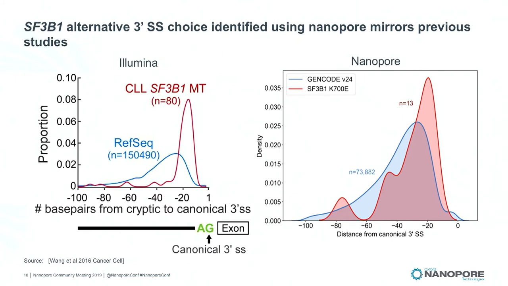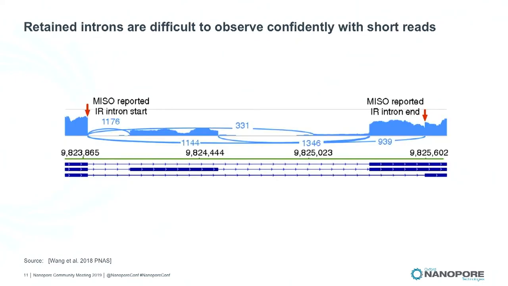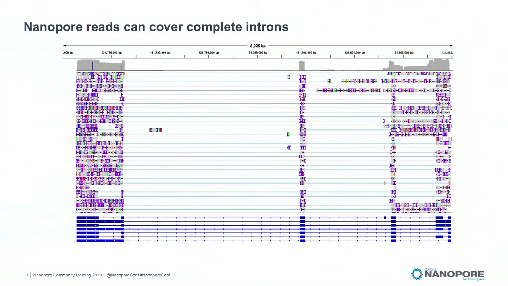Next, we wanted to look at retained introns, as retained introns are difficult to observe confidently with short reads. Here's just an example of MISO, which is a popular short read alternative splicing caller, miscalling this region as having an intron retention. Because when your fragments are less than the size of your intron, you need to rely on multiple fragments to figure out whether or not there's an intron retention there. With nanopore sequencing, it is much more obvious whether or not there's an intron retention in a read. You can even look at coordinated alternative splicing, and you can better quantify the extent of intron retention between our two sample groups.